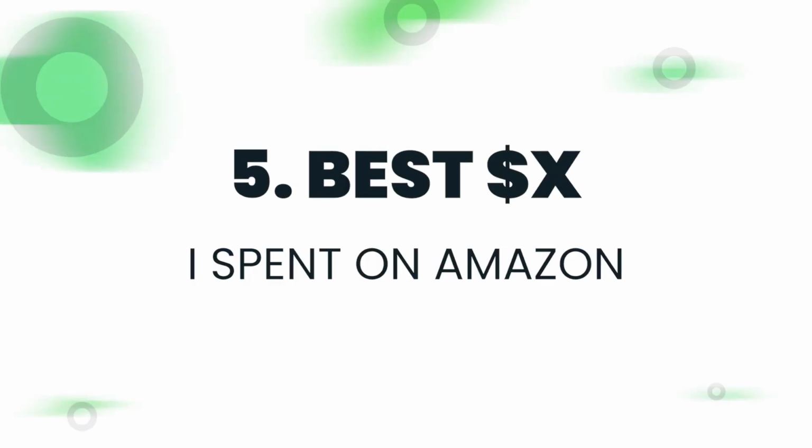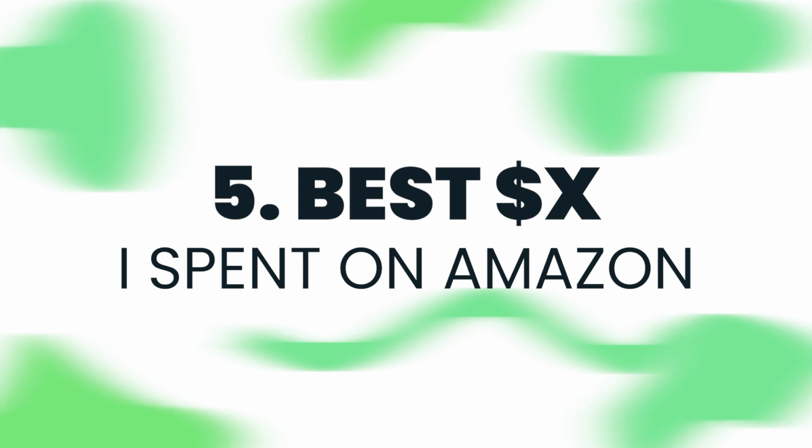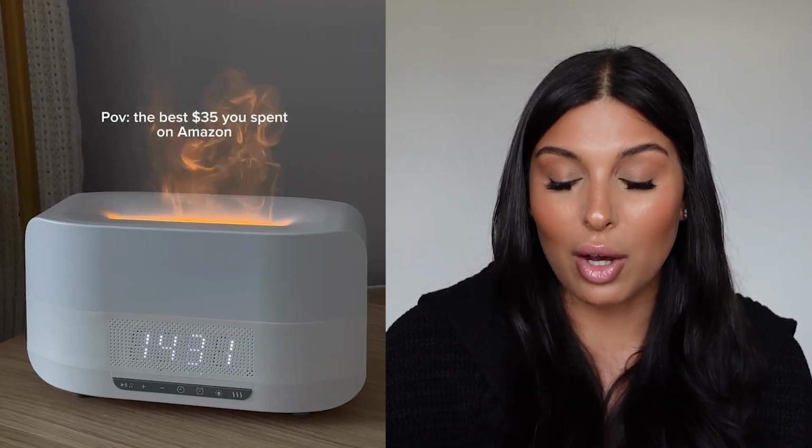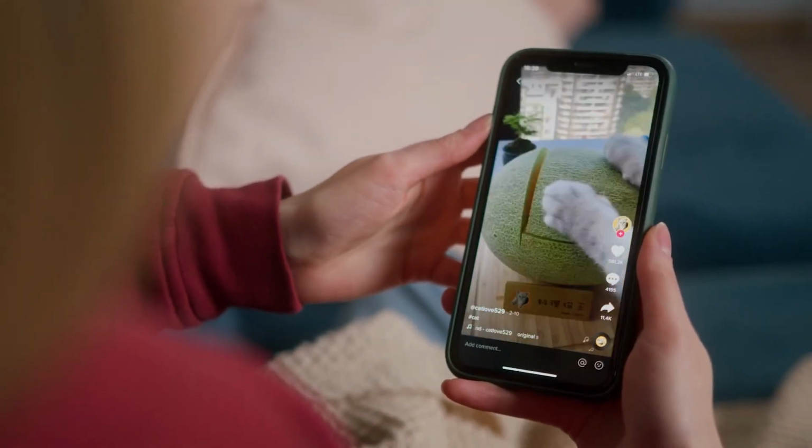Okay, content idea number 5 is best $X amount, and this should be the price of your product, I spent on Amazon, and this will be the text that you are including at the beginning of the video. This is, I found, to be a really catchy text. I got a lot of views on this for TikTok, so it worked really well for me, and people stopped scrolling and actually watched the video.